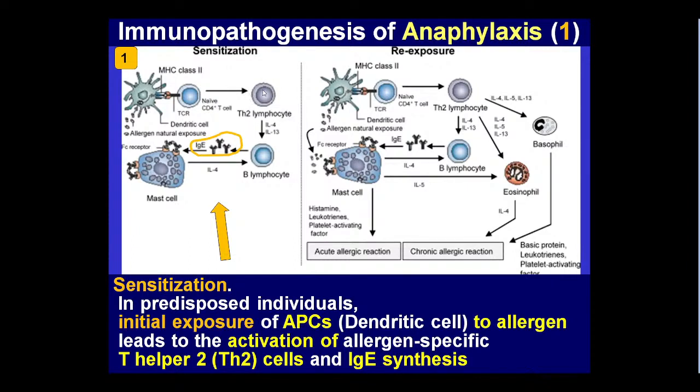These T helpers type 2 actively secrete interleukin 4, interleukin 5, interleukin 13. This secretion activates B lymphocytes that also specifically recognize the allergen. Not all, but all the B lymphocytes that specifically recognize this allergen start their proliferation, and the majority of them are transformed to plasma cells producing immunoglobulin E. Synthesis of immunoglobulin E is maintained by synthesis of interleukin 4 by T helper type 2 cells and some other cells, for example, by the activated mast cells.